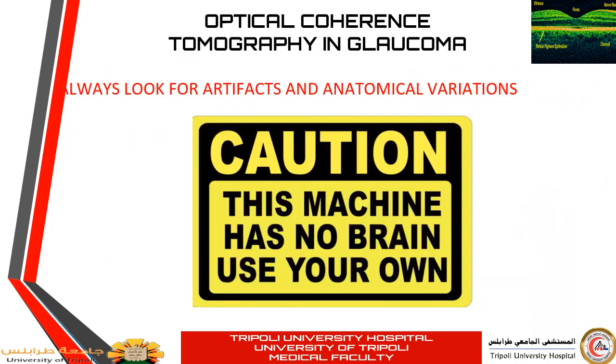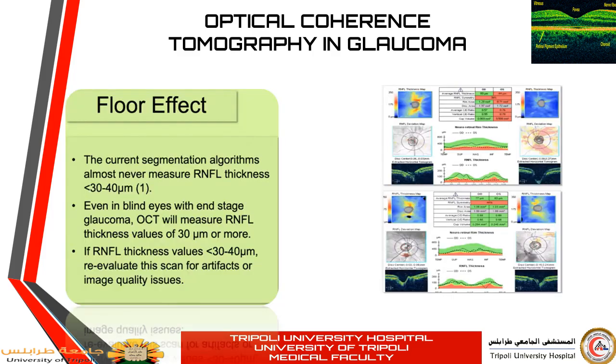Here I would like to emphasize making sure about artifacts and anatomical variations. Always, before you interpret the OCT map, you should make sure that there is no artifact in your image, as well as keep in mind the anatomical variations. So the machine has no brain, and you should use your own brain to interpret the image. In these next slides, we will speak about some of the artifacts that commonly happen and might be wrongly interpreted by mistake.